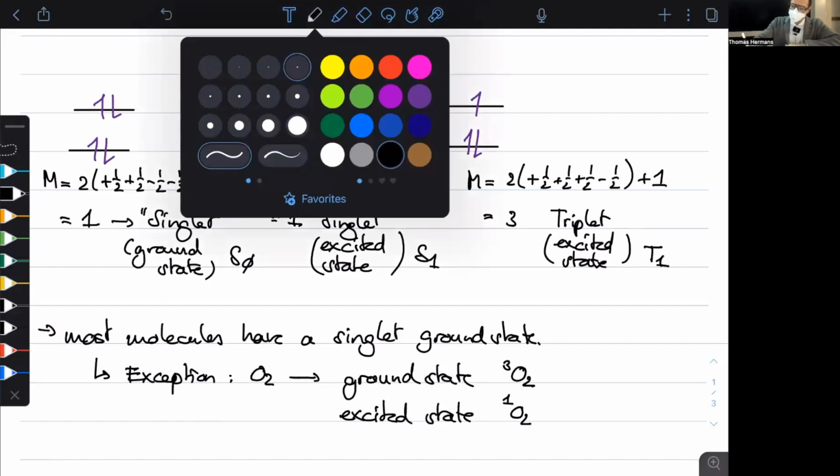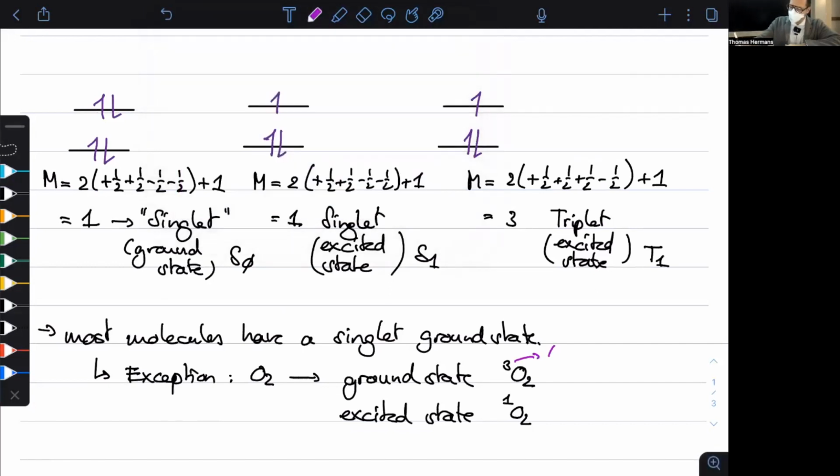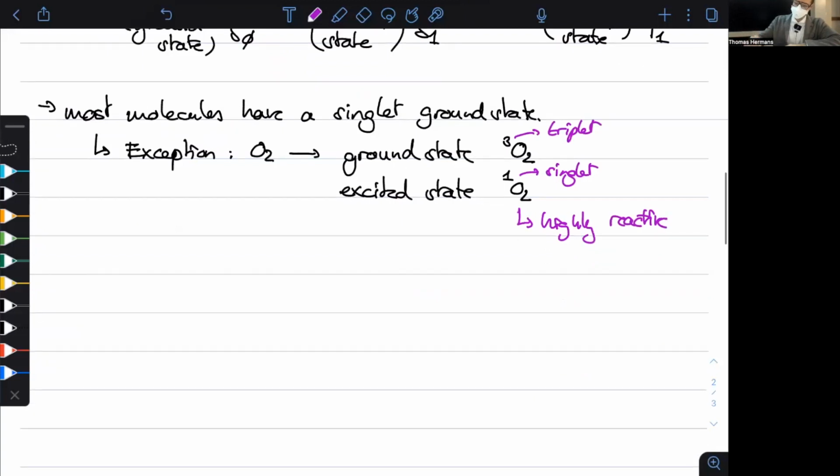So this little number here means triplet, and this means singlet. Right? Singlet oxygen is highly reactive. If you hit oxygen in solution with light, it will get excited, and you will make singlet oxygen. It's a strong reactive molecule which can break chromophores or fluorophores, and it's even used in anti-cancer treatments in tumors. They use singlet oxygen to kill cells.